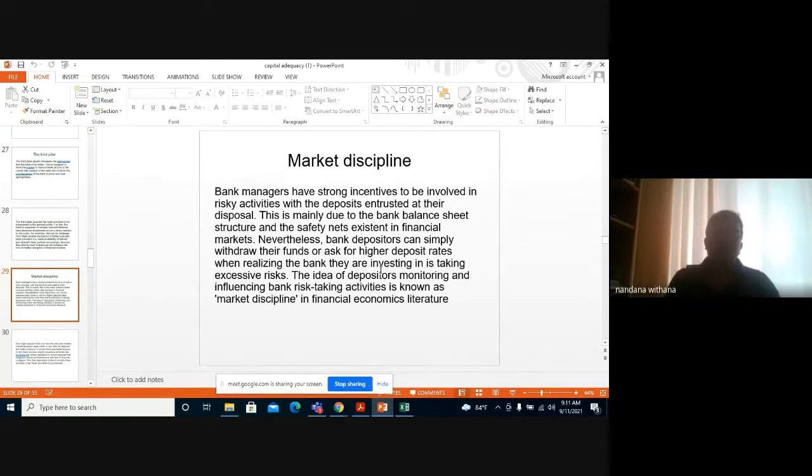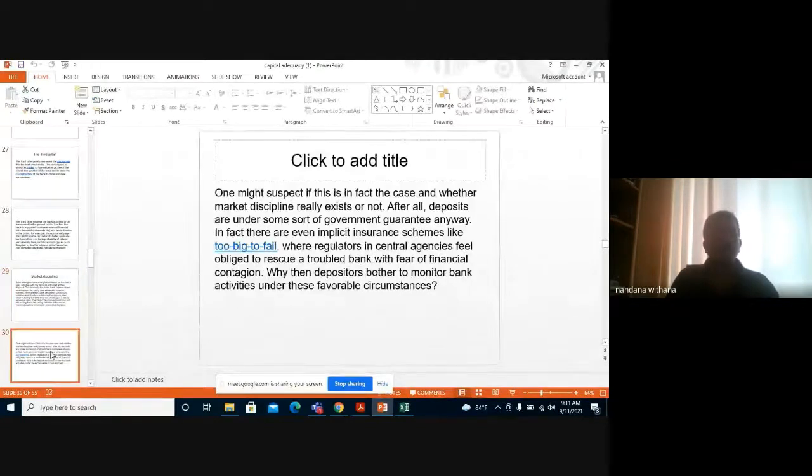Okay. When the depositors understand I'm depositing in a very risky bank, either they may withdraw money or ask higher interest rate. That gives the signal, okay, we are not managing our business well. One might suspect if this is in fact the case and whether market discipline really exists or not. After all, depositors are under some sort of government guarantee anyway.